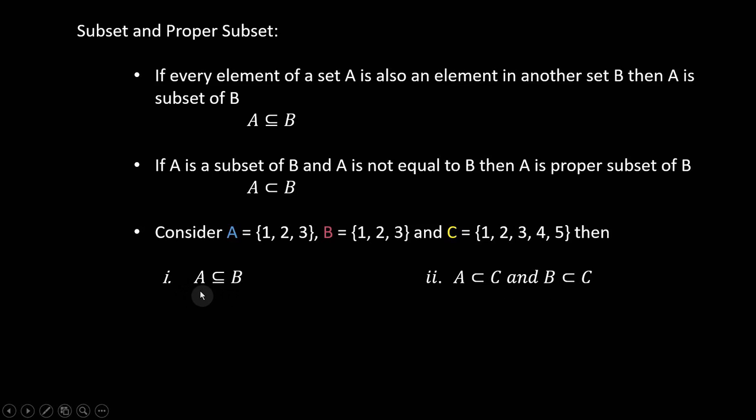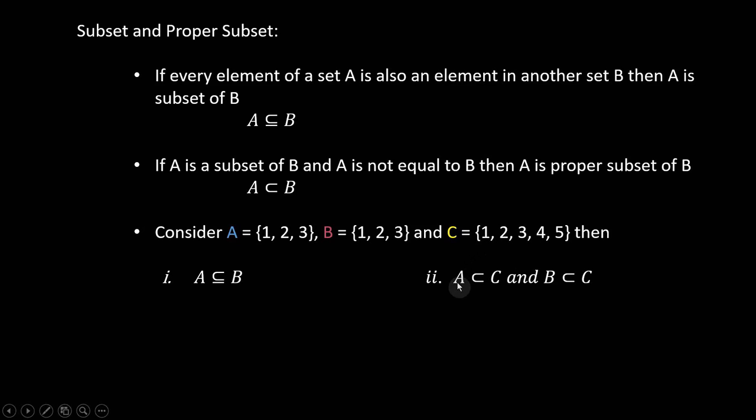Coming to the first relation, set A has elements which are all present in the set B, so I can call set A a subset of B. C has all the elements present in A as well as B. In addition to that, it has two additional elements 4 and 5.